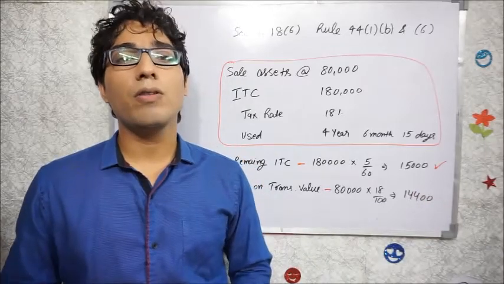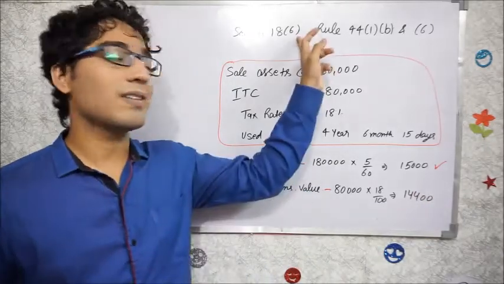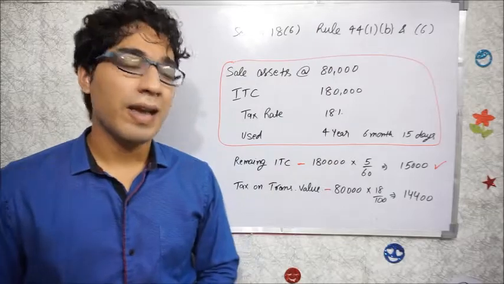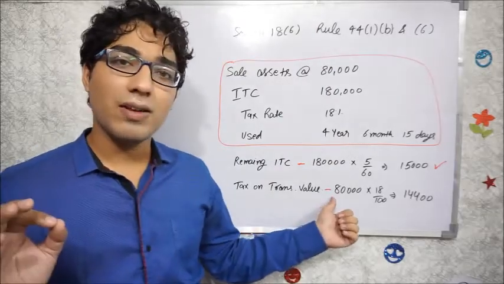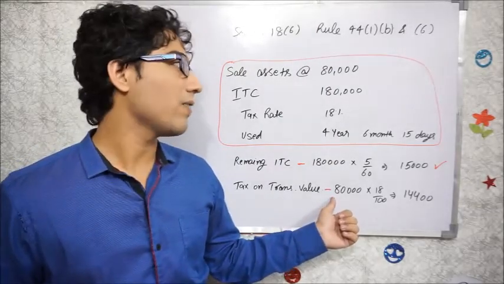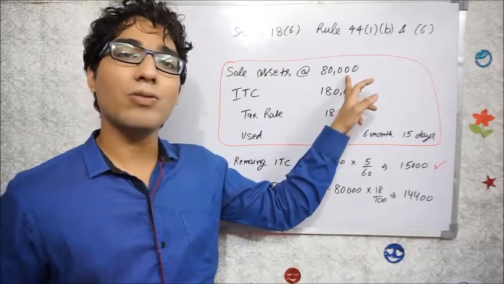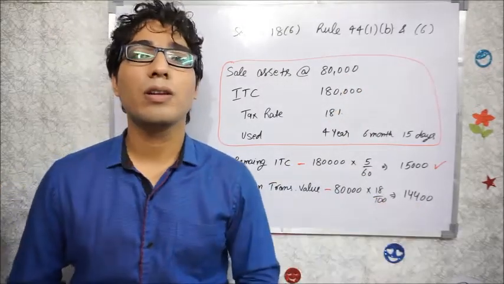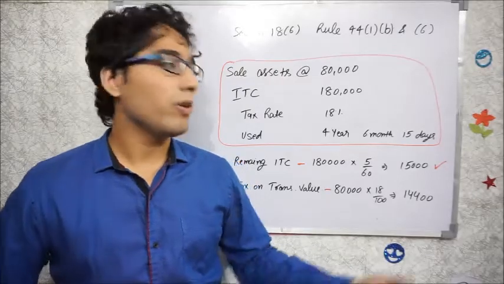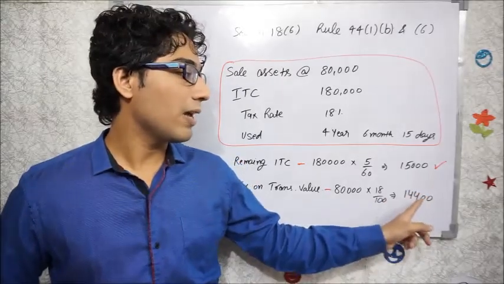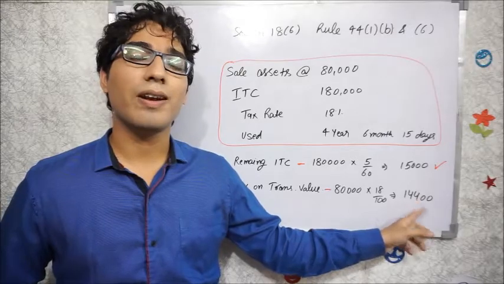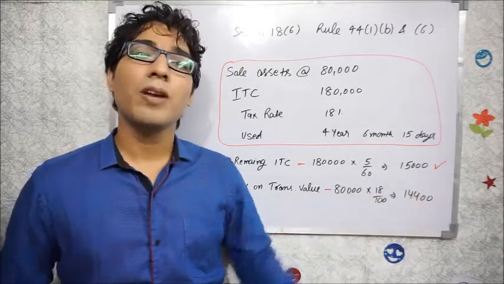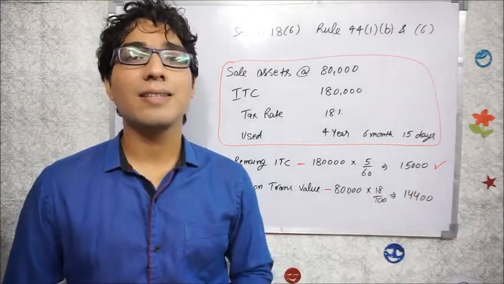And the second amount, which is also given in section 18 subsection 6, is like this: the tax on the transaction value. The transaction value here is 80,000, and the tax rate is 18%. So this will be 14,400. So whichever amount is higher, 15,000 or 14,400, you have to pay that amount as GST.